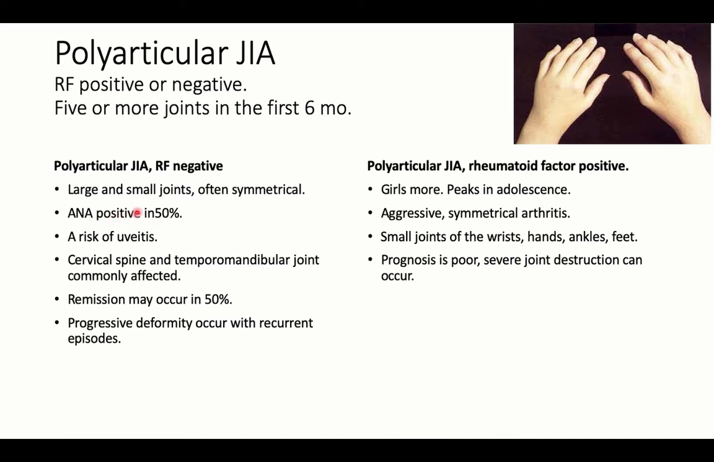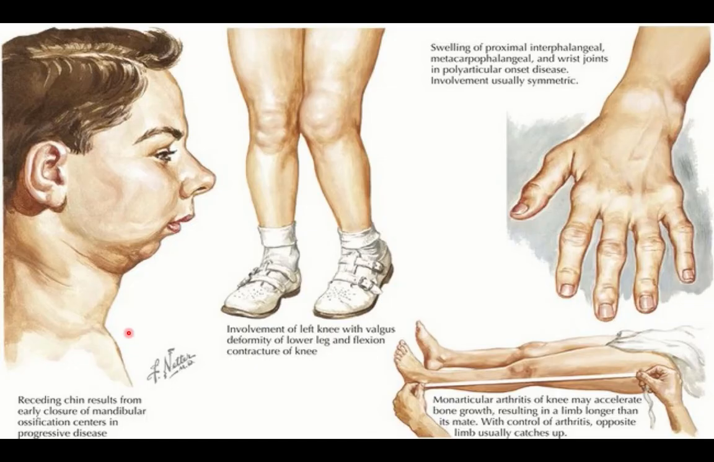ANA can be positive here, with a risk of uveitis related to the positivity of ANA. Even the cervical spine and the temporomandibular joint can be affected, with a remission rate that may reach up to 50% of cases, but on the other hand, recurrent episodes can result in progressive deformity.